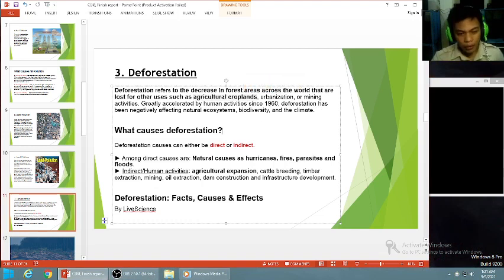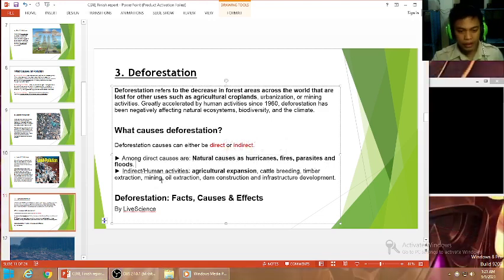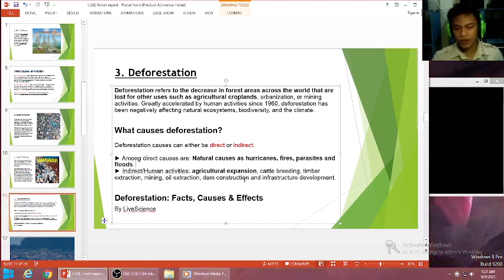Now, what causes deforestation? Deforestation can be either direct or indirect. Some direct causes are natural causes such as hurricanes, fire, parasites, and floods. The indirect causes are human activities: agriculture expansion, cattle breeding, timber extraction, mining, oil extraction, dam construction, and infrastructure development.